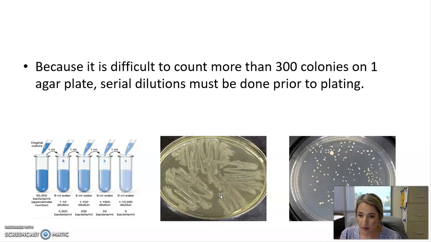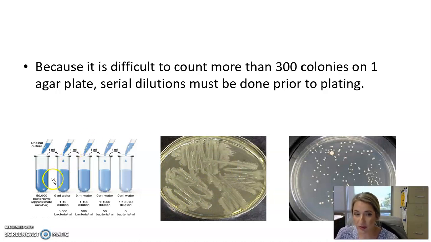So what you do is you take your original sample of whatever you want to know how many cells are present, and you need to dilute it out with water before you put it on the plate, because if we want to know how many bacterial cells are present in here, and we take a sample from this original sample and put it on the plate, we're going to get something like this. We're not going to see any colonies, we're just going to see a big blob of bacterial growth.